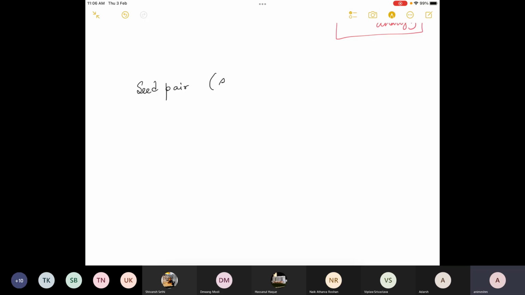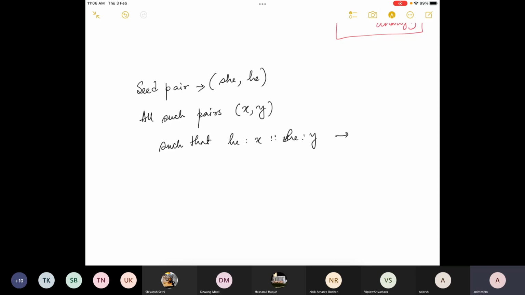Say in this case, the she-he pair. This is the seed pair, and you want to find all such pairs x comma y such that he to x and she to y is a good analogy. This is what you want to do.